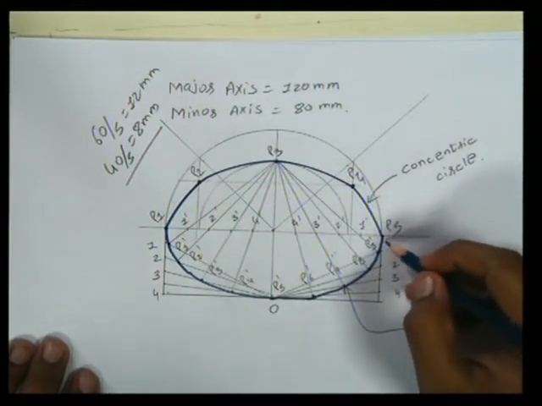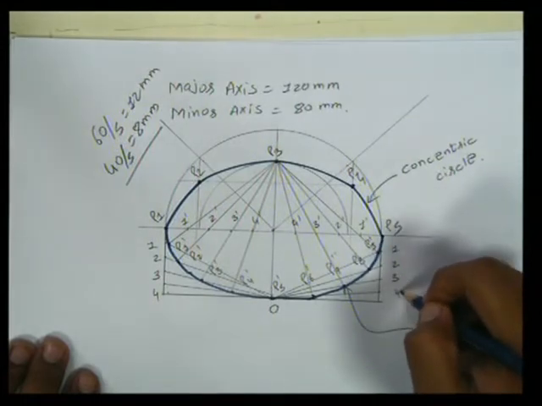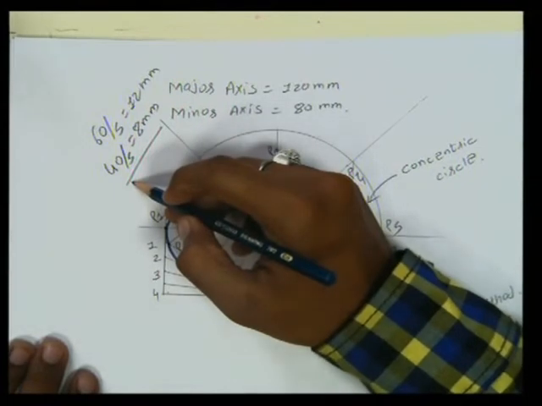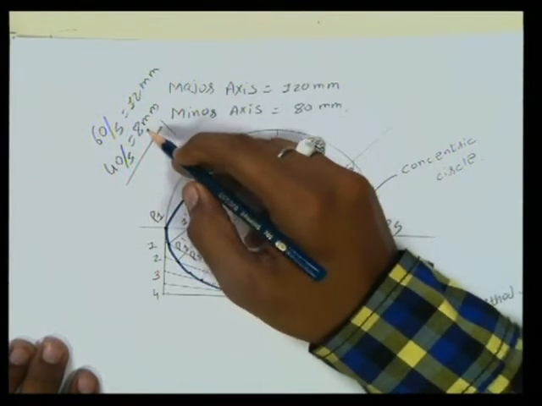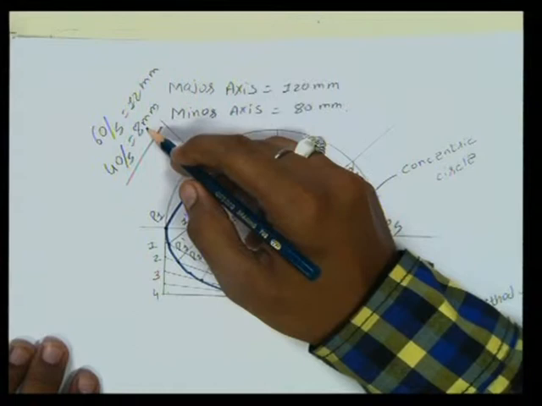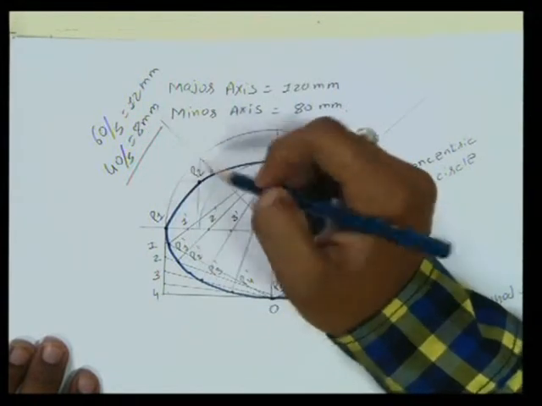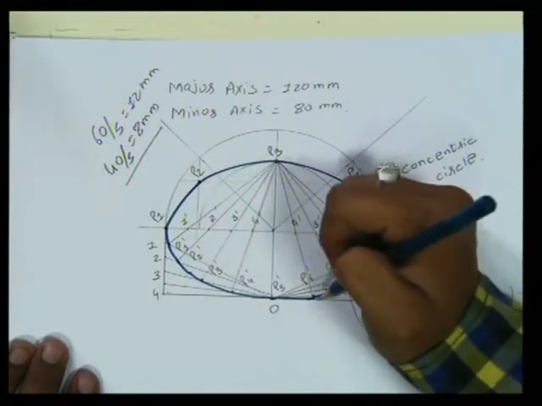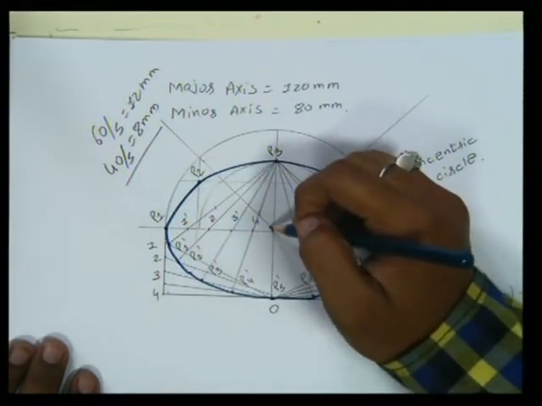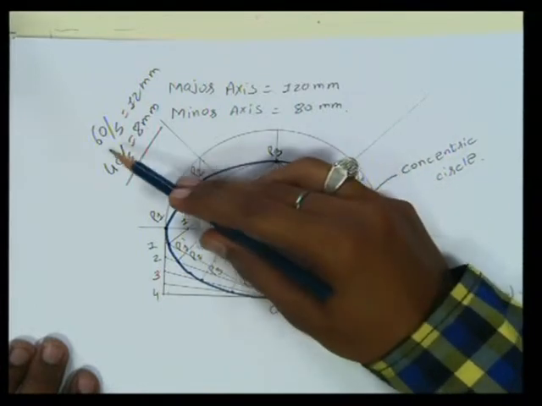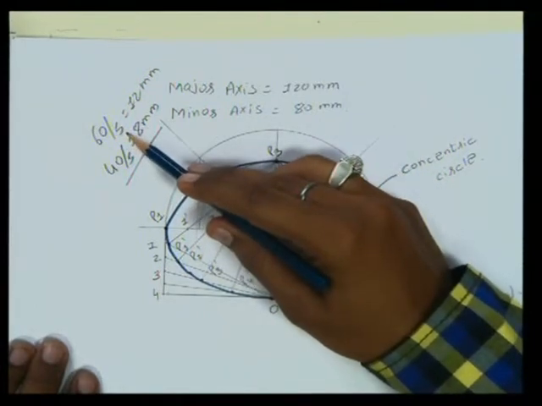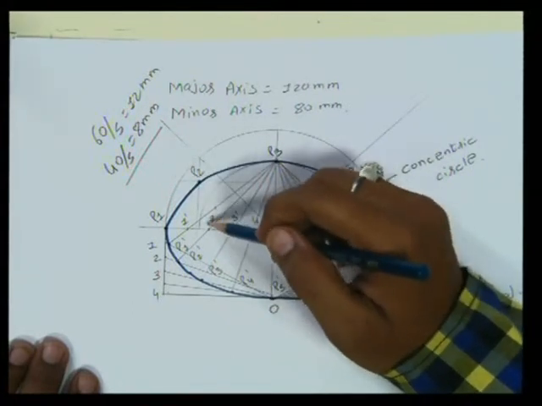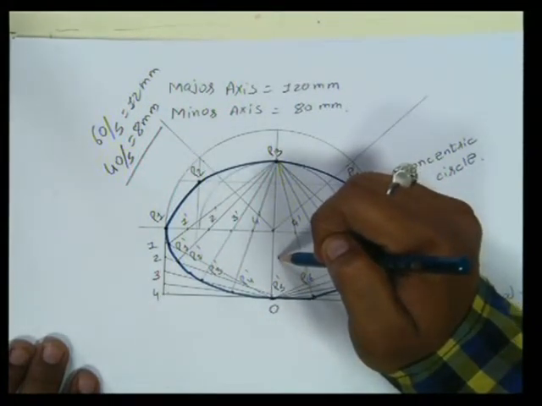Now divide this vertical line into 5 equal parts. The dimension of it is 40, so 40 divided by 5 comes around 8 mm per division. Same way, divide this OP1 line into 5 equal parts. This line is of 60 mm. If we divide it into 5 equal parts, each part would be 12 mm. We have divided this line into 5 equal parts.